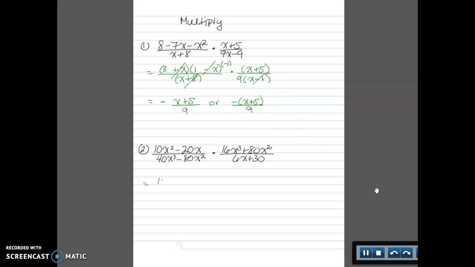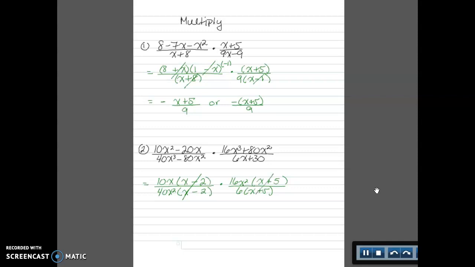In the second example, we have lots of GCF factoring to do. The first numerator, I have a GCF of 10x, which leaves me with x minus 2. In the denominator, I have a GCF of 40x squared. Remember to take the smaller exponent when you're doing GCF. That leaves me with x minus 2. The next numerator, I have a GCF of 16x squared, and that leaves me with x plus 5. And then in the denominator, I have a GCF of 6, which leaves me with x plus 5.